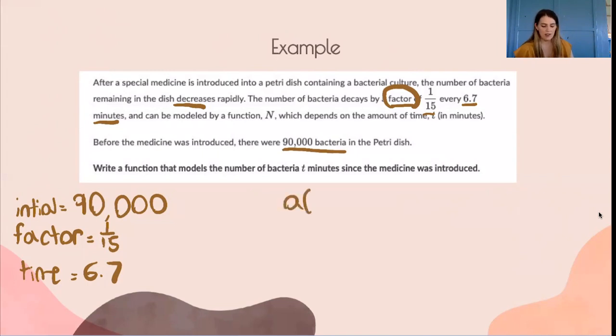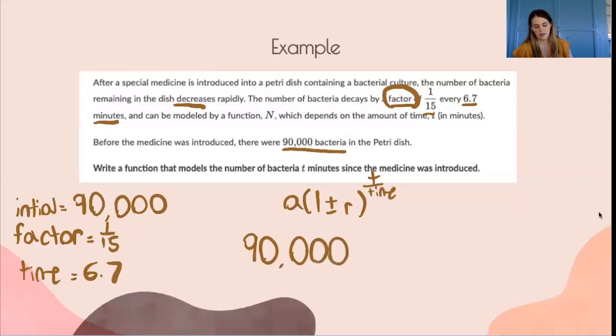Again, that's A times 1 plus or minus the rate to the T over time. So my A is my initial, so that's 90,000 times. Now, normally, if it's a percentage or a rate, it's 1 plus or minus whatever that rate is. Since we have here a factor, we're going to replace that whole 1 plus or minus R by that 1/15. Remember, factor is the word you're looking for. It's already doing that rate work for you, so you can just plug it in.